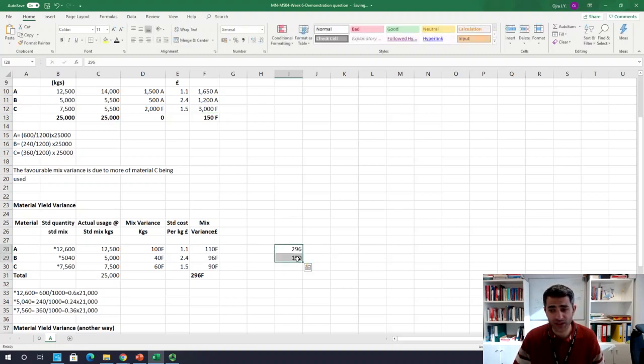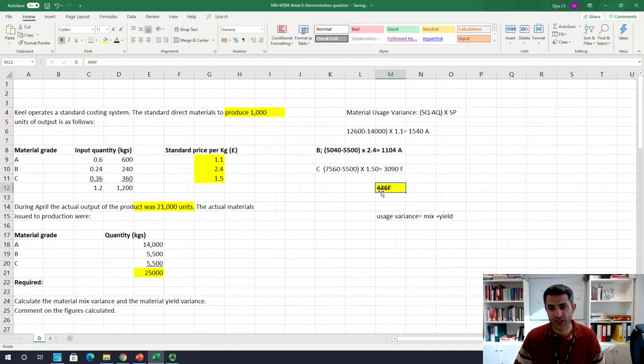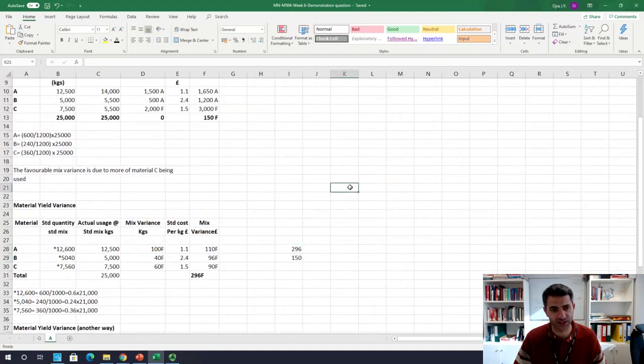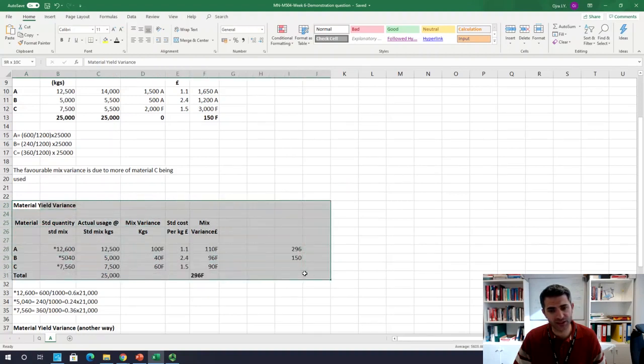If you add them together, the total is 446 pounds favorable. If you remember this figure, where does it go? To the material usage variance, the one we calculated at the beginning. We said the material usage variance equals mix and yield. But as I mentioned at the beginning, we need to break it down in order to find out what the material mix itself is and the yield. So this is a method to calculate material yield.